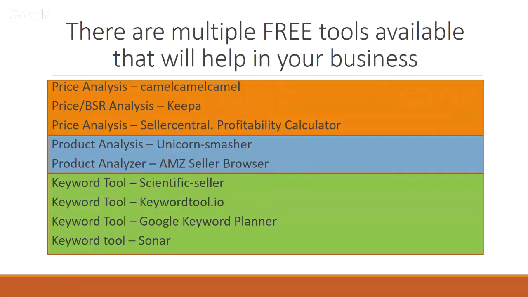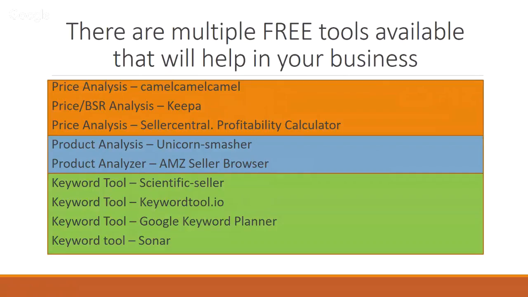Now, when we're looking at product analyzers, we generally use, and have been using in a lot of our calls, a lot of our training, and a lot of our coursework inside the membership, something like Jungle Scout or Asset Inspector. If you haven't got those, you could always use Unicorn Smasher. And again, I've got a quick example of that. Another product analyzer is the AMZ Seller Browser. This is a Chrome extension. I'll show you how that works.